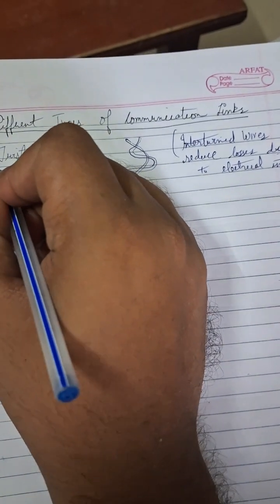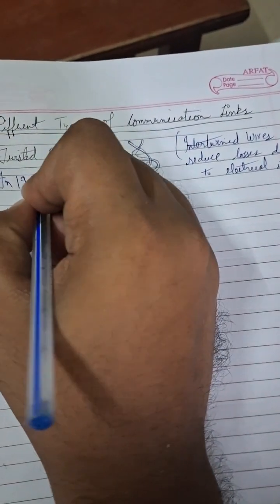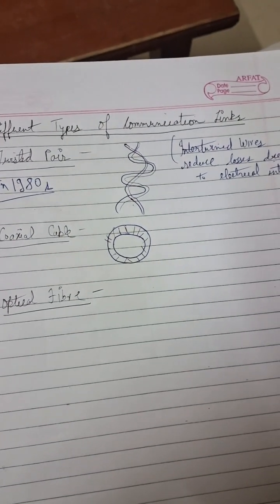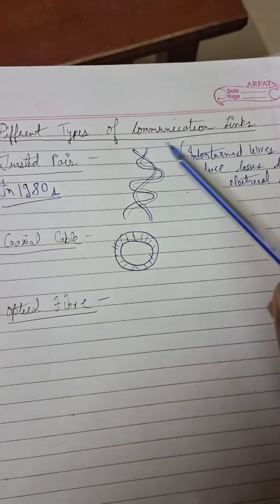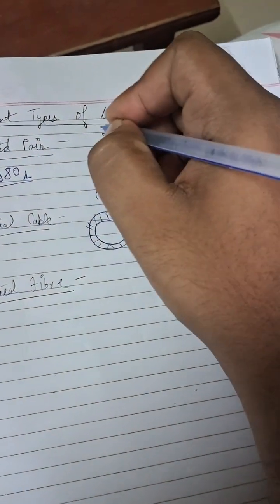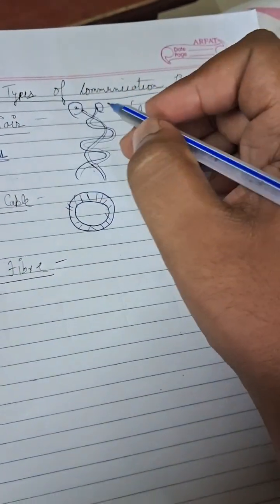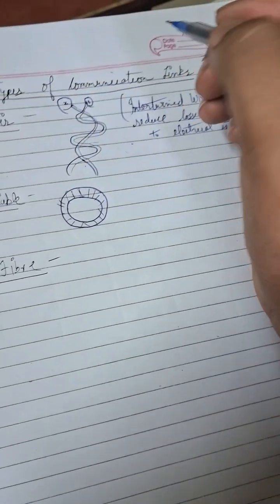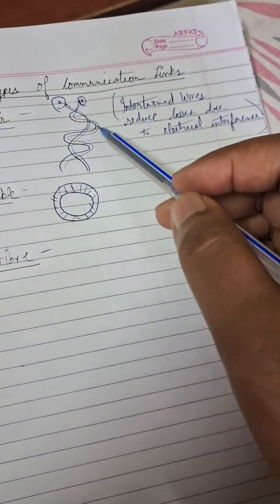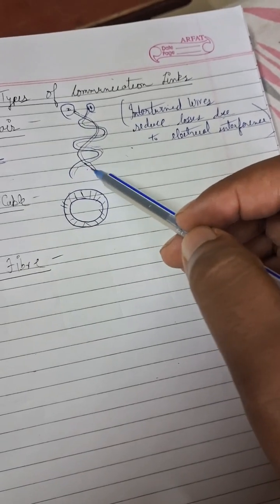Twisted pair was made in the 1980s. From the 1980s, twisted pair was used. Twisted pair consists of 2 copper wires, copper wire 1 and copper wire 2. They have been arranged in a regular double helical structure, like a spiral pattern.